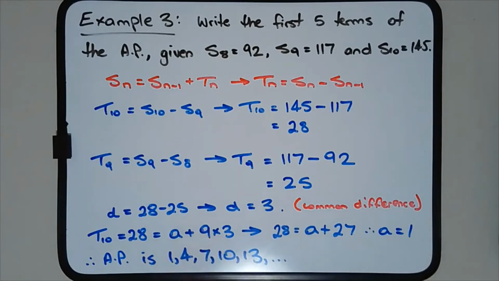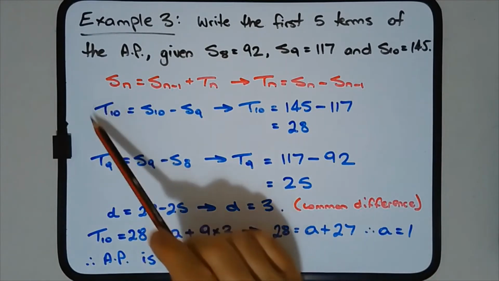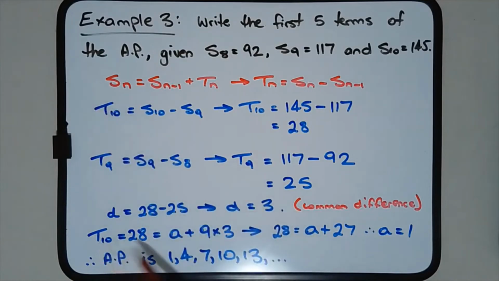Now to find A, the first term. So I'm going to use T10 here. T10 equals 28. Well, no, that's the 10th term. And that's equal to A plus n minus 1 D. So 28 is equal to A plus 27. And therefore, A equals 1. So therefore, the first 5 terms of this AP are 1, 4, 7, 10, and 13.